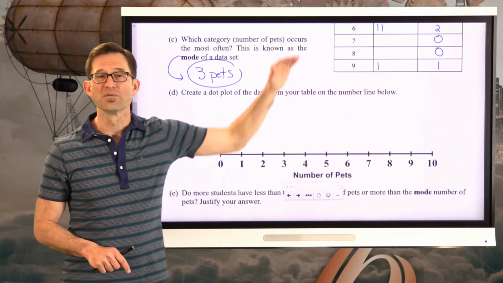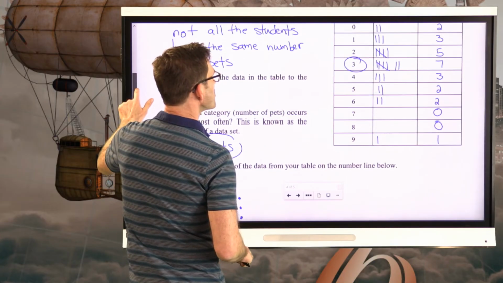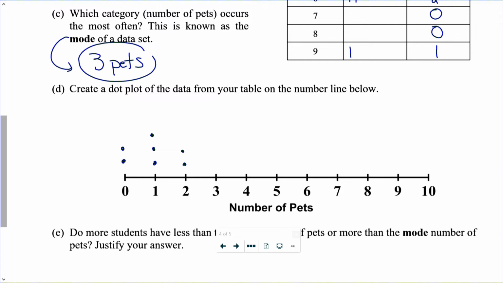All right, well, you have to excuse me because I got to keep going back and forth. But for 2 pets, we've got 5 students: 1, 2, 3, 4, 5. For 3 students, we had 7. I remember that one. That was our mode. 1, 2, 3, 4, 5, I got to go a little bit up here, 6, 7. You probably will as well.